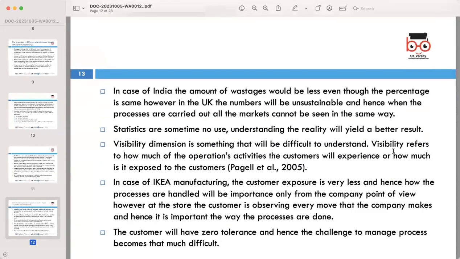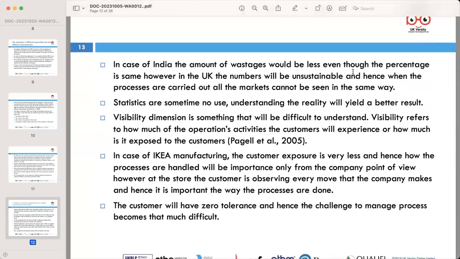Can you see my screen, Khurram, or if anyone is there? Yes, I'm seeing it. Okay. So, any questions so far?